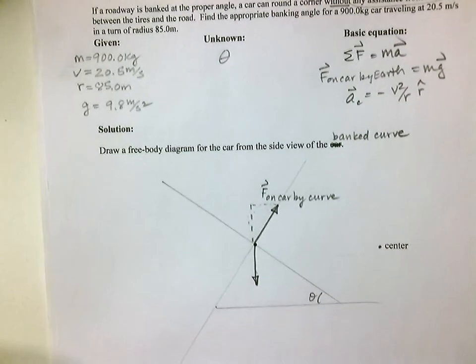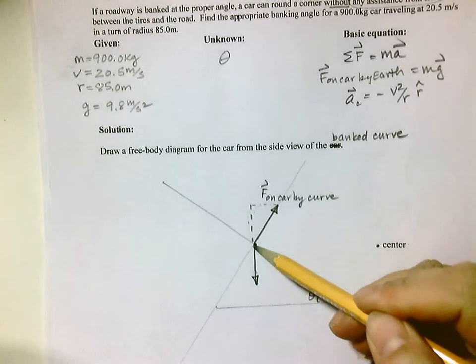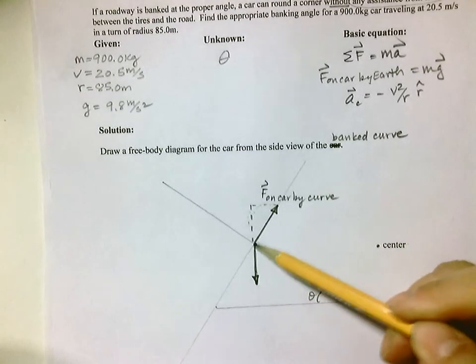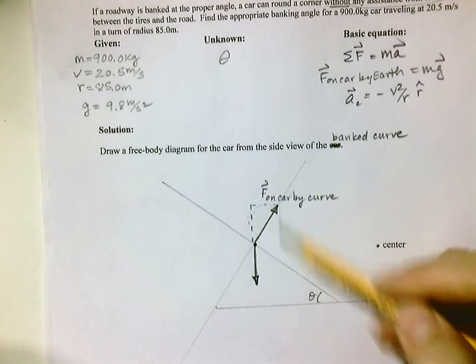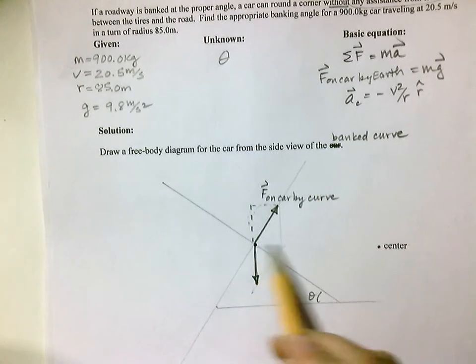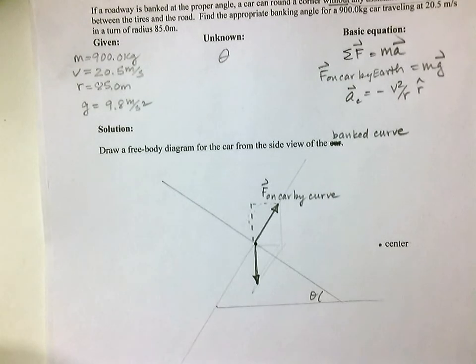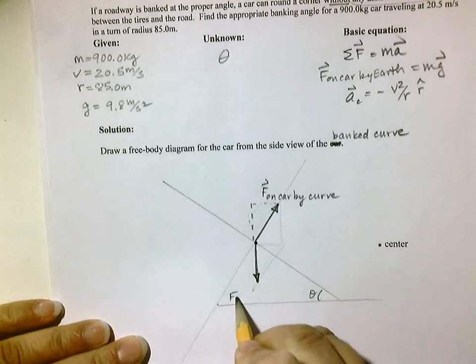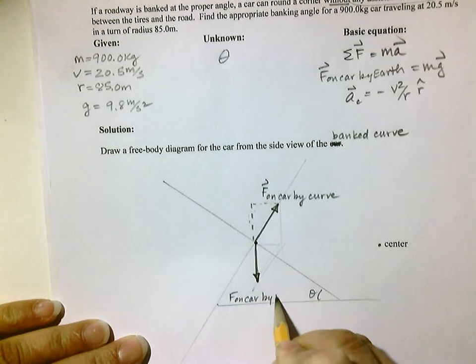Okay, this is a very similar diagram to the ones that we drew in our inquiry, when we had the airplane ride and the Ferris wheel. The normal force has to bend in order for the net force to be directed toward the center. If I add these two together like this, notice that my net force is directed towards the center. And that's really what we want. Let me label this force on car by earth.